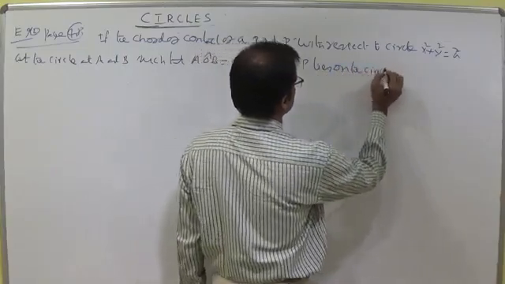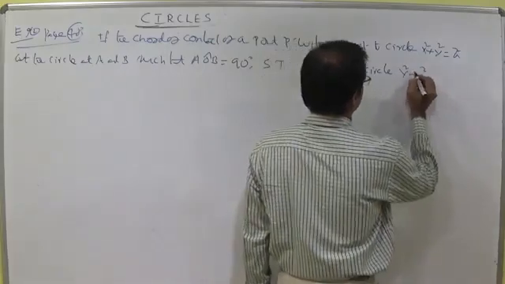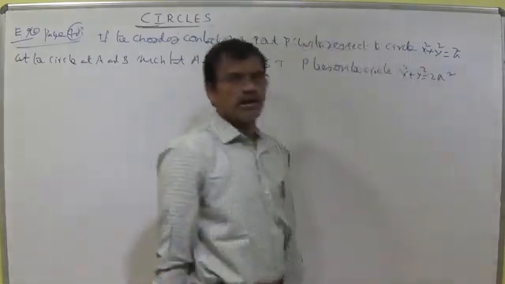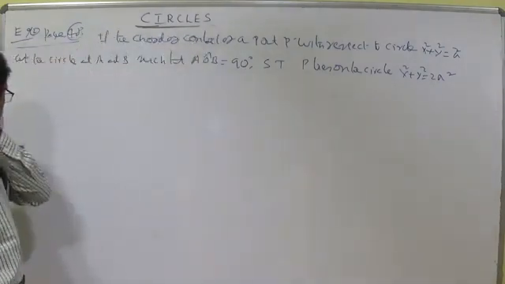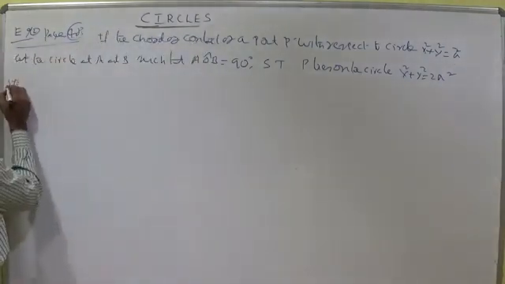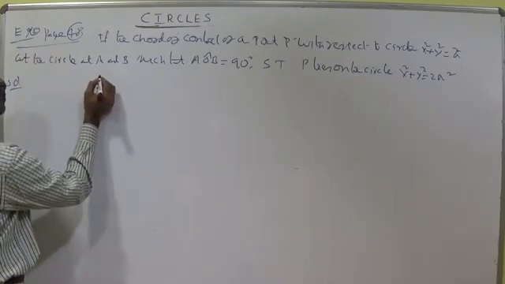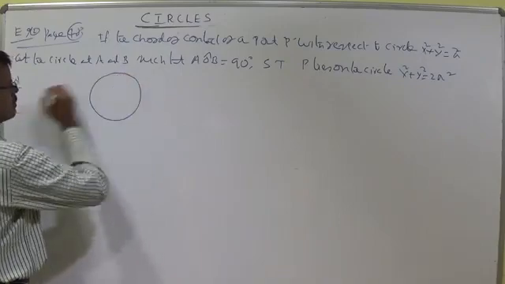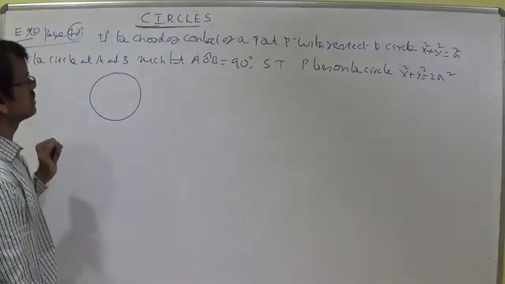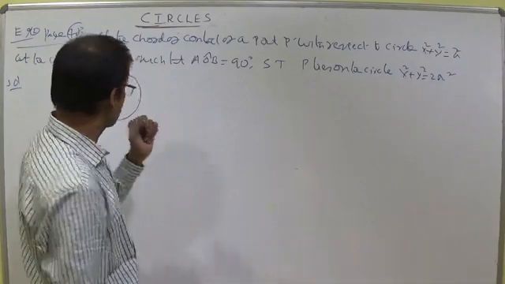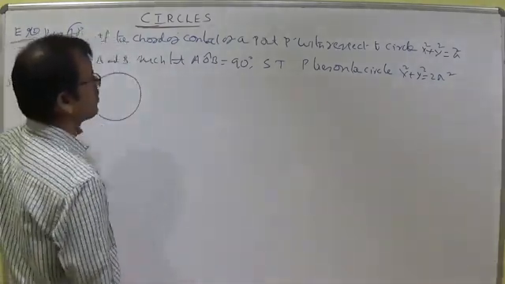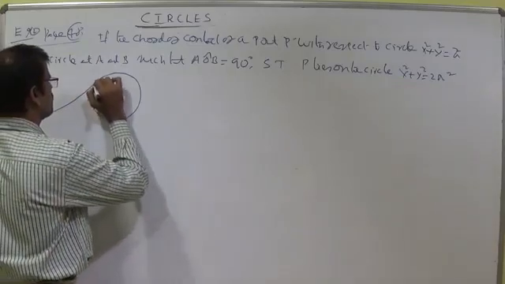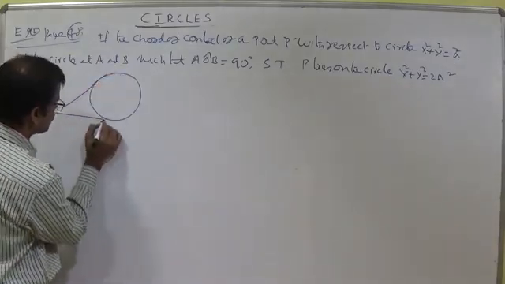The circle equation is also given. So we should prove that the equation is x square plus y square is equal to 2a square. Let us draw the diagram, then we can do the sum easily. He has given the answer by the homogenization method; we can follow another method also. He is discussing about the chord of contact.